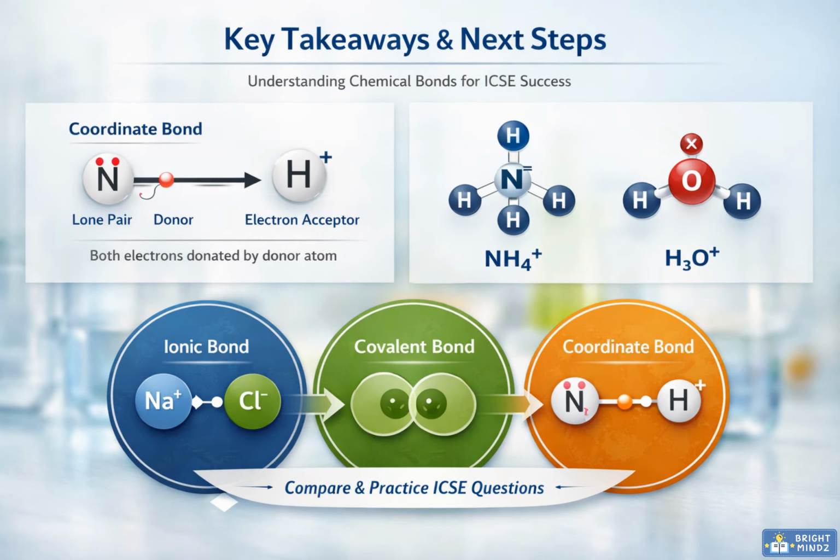To wrap up, a coordinate bond is a covalent bond where both shared electrons come from one donor atom. The donor must have a lone pair, and the acceptor is electron deficient or positively charged. Remember the key ICSE examples: ammonium NH4+ and hydronium H3O+. Next, compare ionic, covalent, and coordinate bonding through exam style practice.